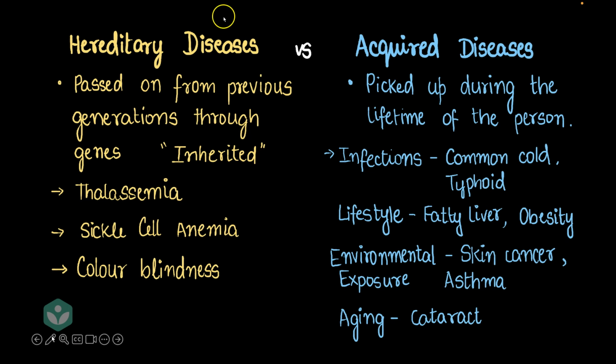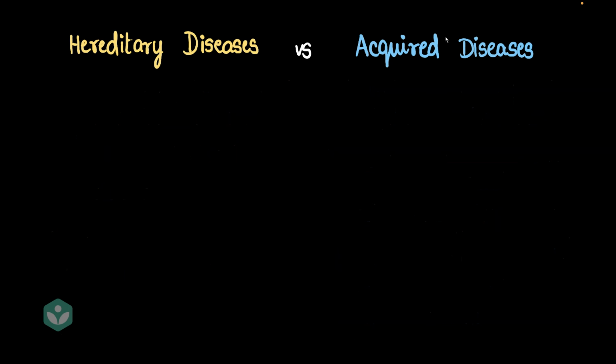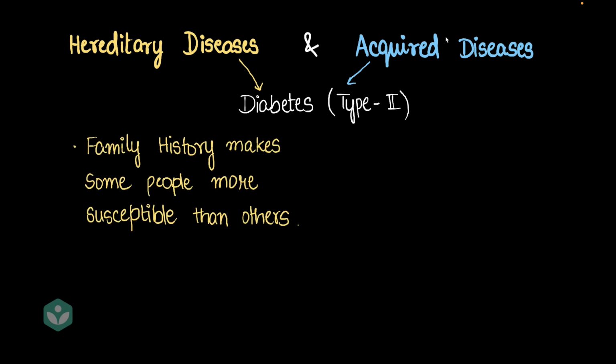Okay, now we've actually put all the diseases into two boxes, hereditary and acquired, right? But what if I told you that there is a third category in this system of classification? And those are diseases which are both hereditary and acquired. Let me give you an example. Diabetes, I'm talking about type 2 diabetes. I'm sure you've heard that family history makes some people more susceptible to diabetes than others. So that kind of points in the direction of hereditary, right?